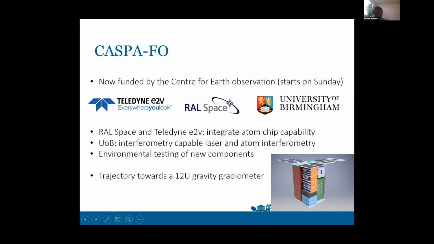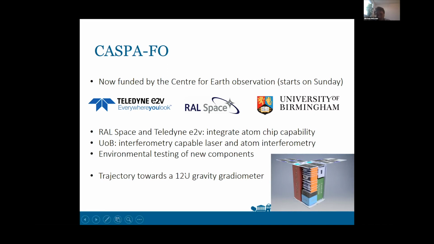Whereas on our side at UOB, we'll be helping them to think about actually how do we build this in a good concept. But we're also making an atom interferometry capable laser and demonstrating that we can do atom interferometry in a 12U type form factor. It won't be integrated into a 12U box in this step. That's where we want to go to next. And that's ultimately our goal.